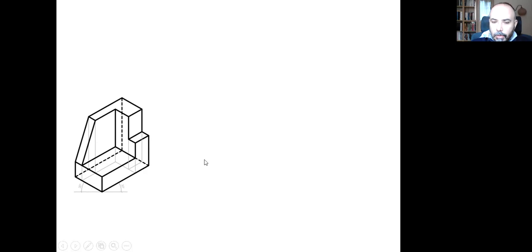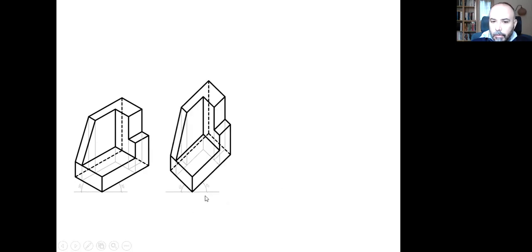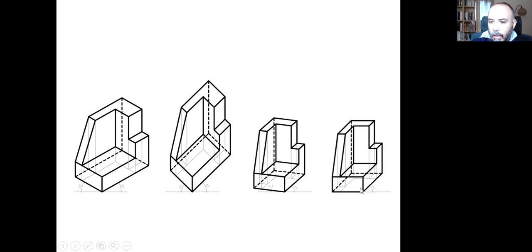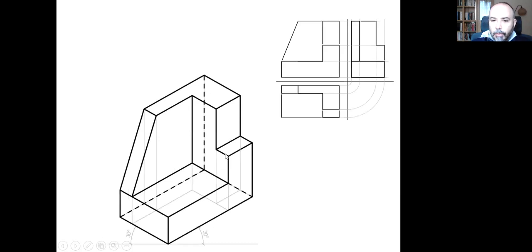I will show you the difference between the isometric view, the military projection. This is the trimetric projection and the cabinet projection. As you can see, the angles and the sizes differ between them. So let's check if we did it correctly, if it is the actual 3D form of this object.